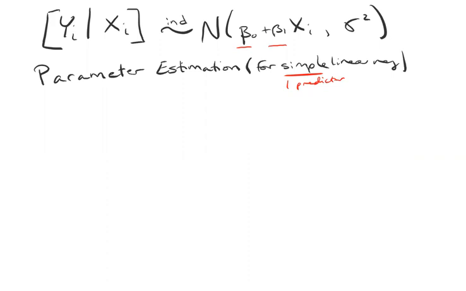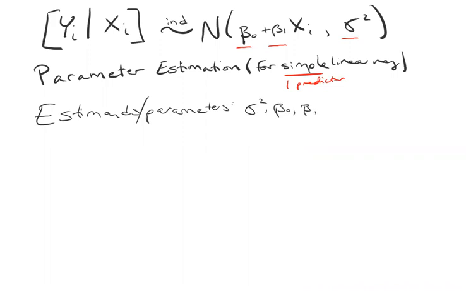But I see a third parameter. I also see this variance. That's a parameter too, right? How much the y values vary within each subgroup based on x is something I need to figure out if I want to be able to actually describe the relationship between x and y. So those are my estimands, quantities of interest. Estimands, also known as parameters: sigma squared, beta naught, which is the intercept, and beta 1, which is the slope.